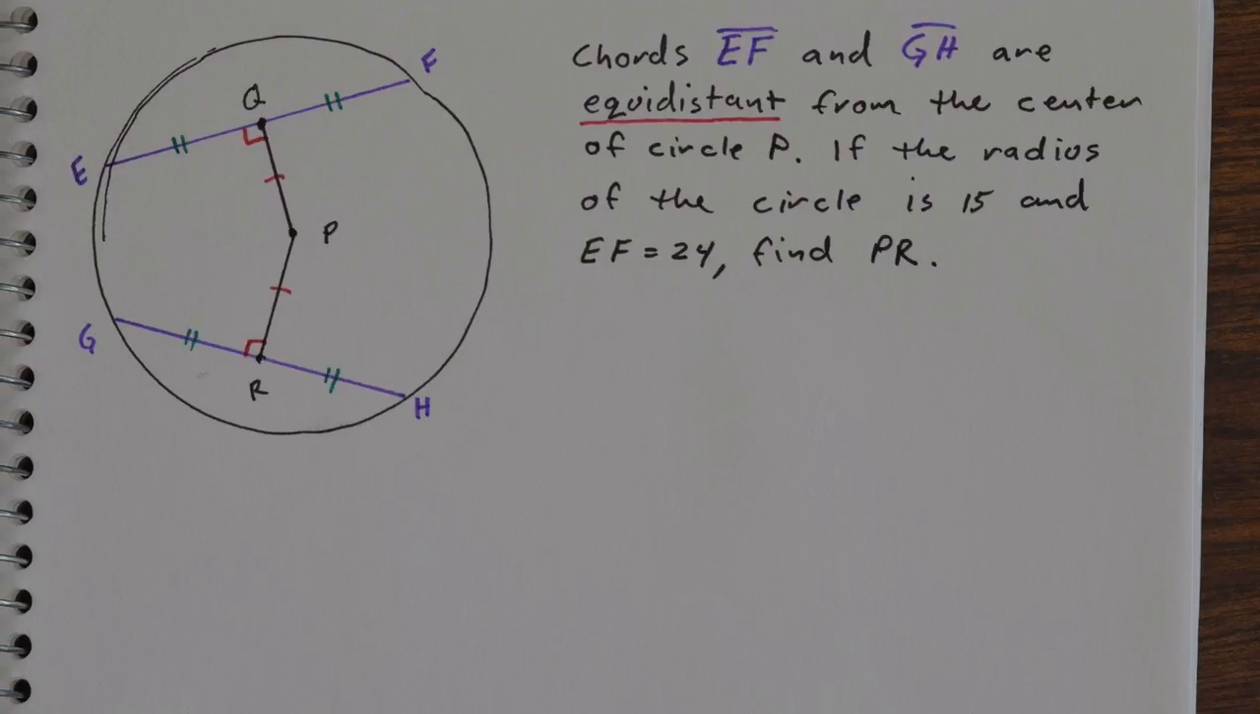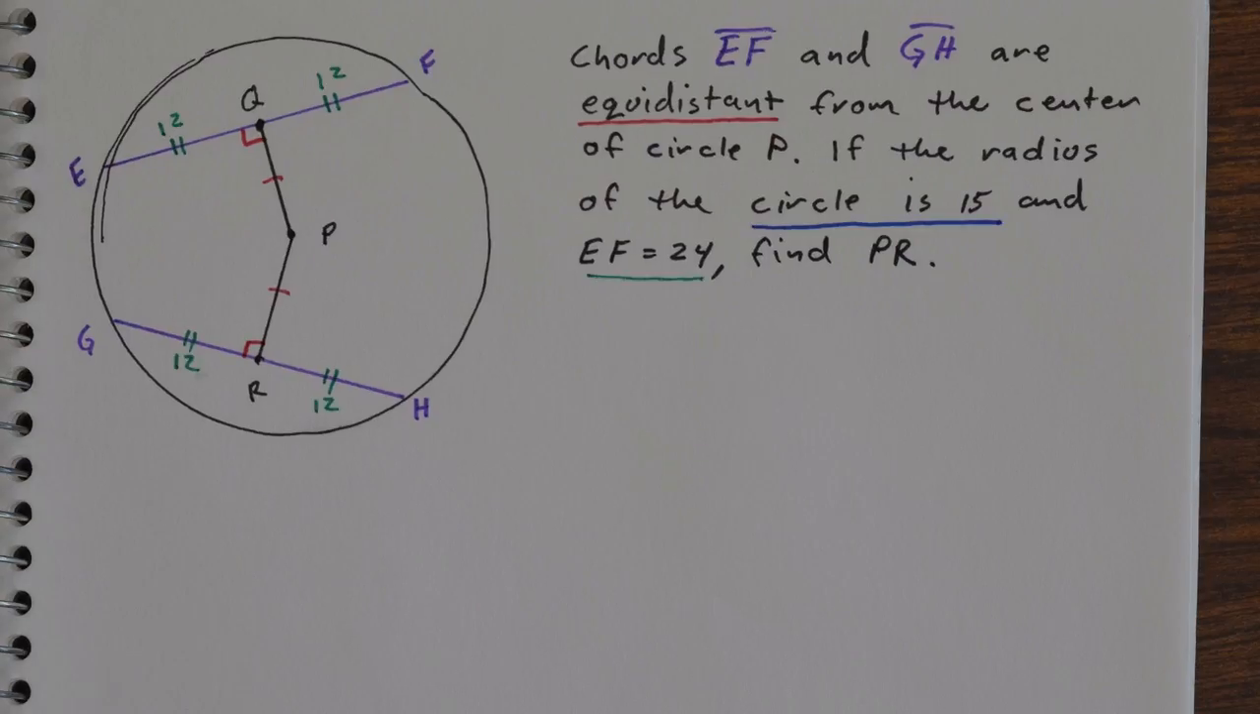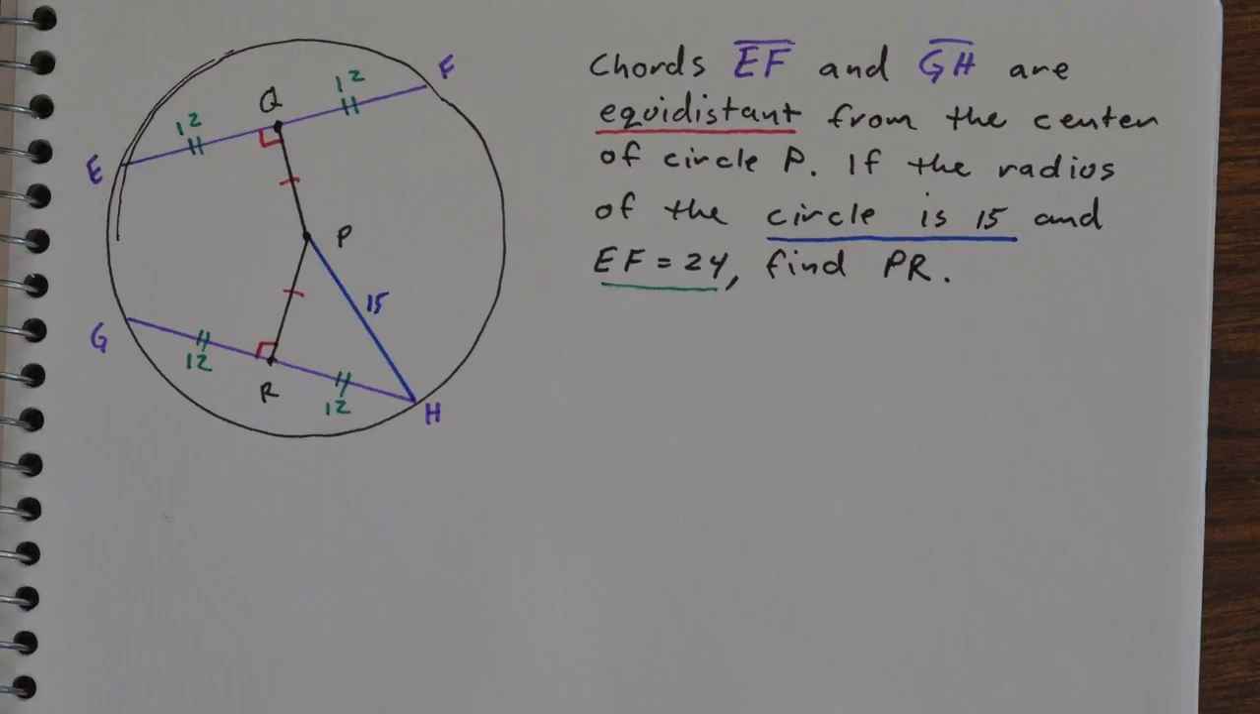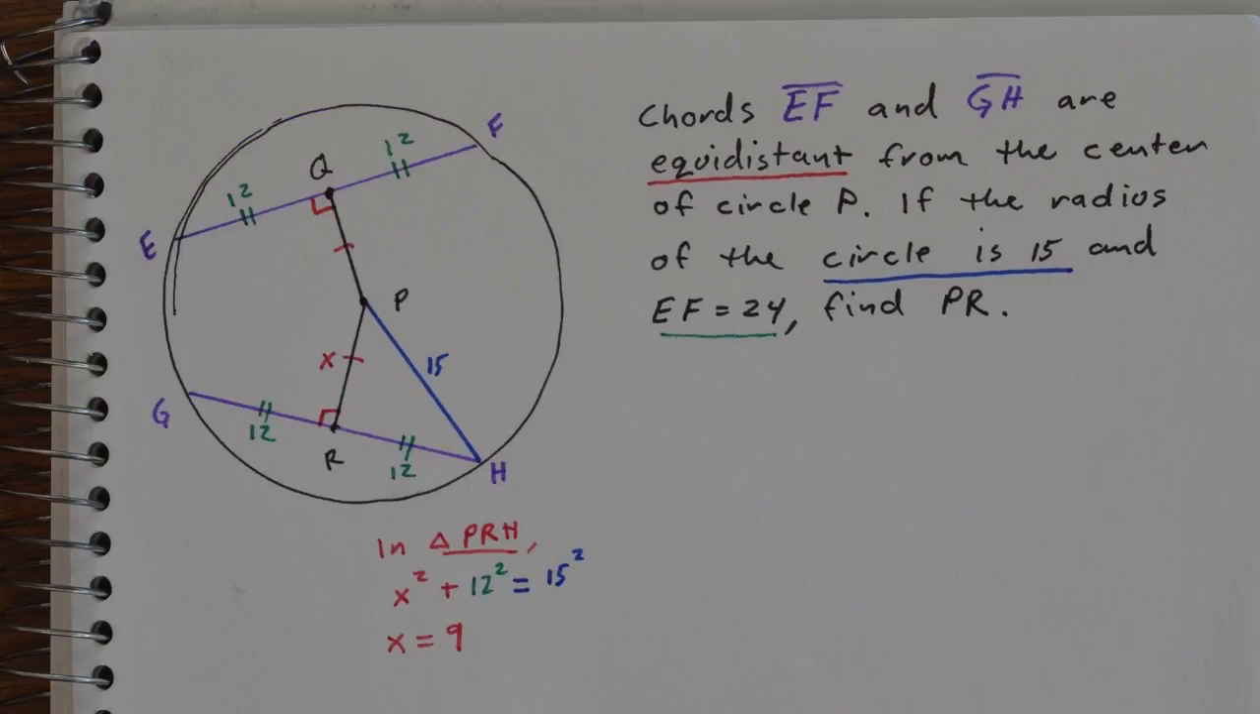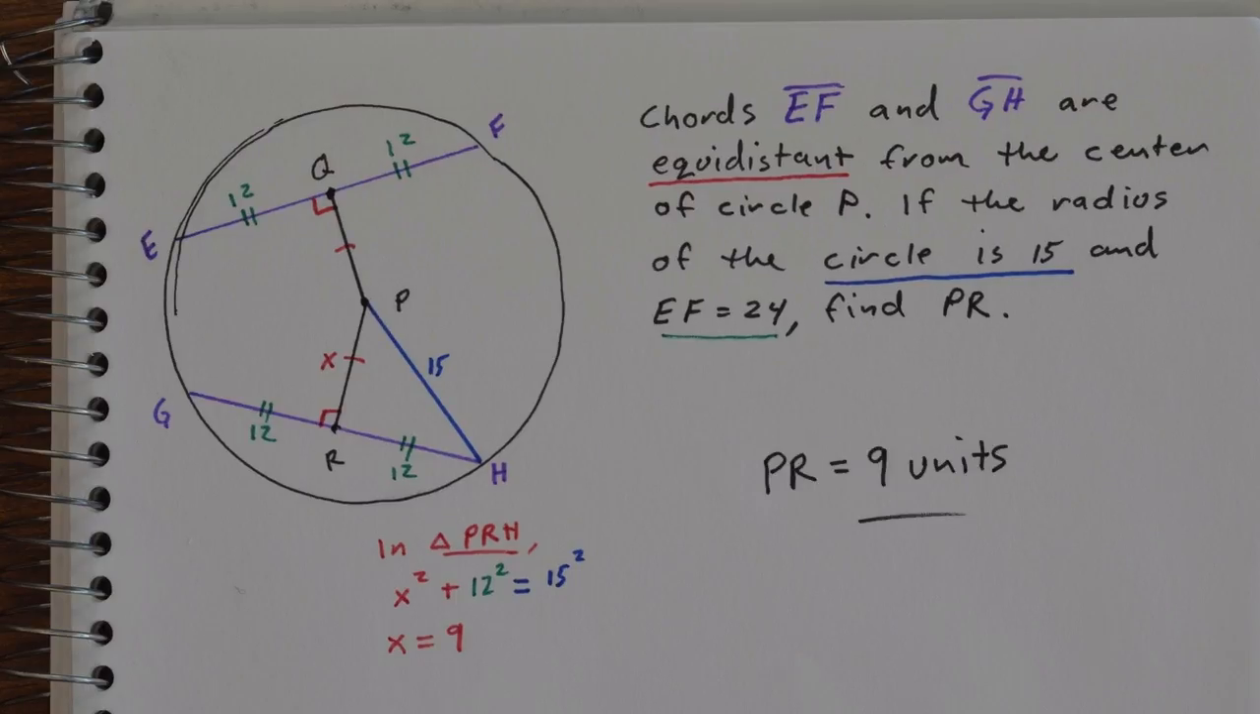Likewise, we know that those separate distances are broken up. Since EF is equal to 24, I know that half of 24 is 12, so all those little segment lengths are 12. And we want to find length PR. Well, just like in the previous example, you're going to use radii. And so if you look at triangle PRH, I know x squared plus 12 squared is 15 squared, and so therefore PR is equal to 9 units.